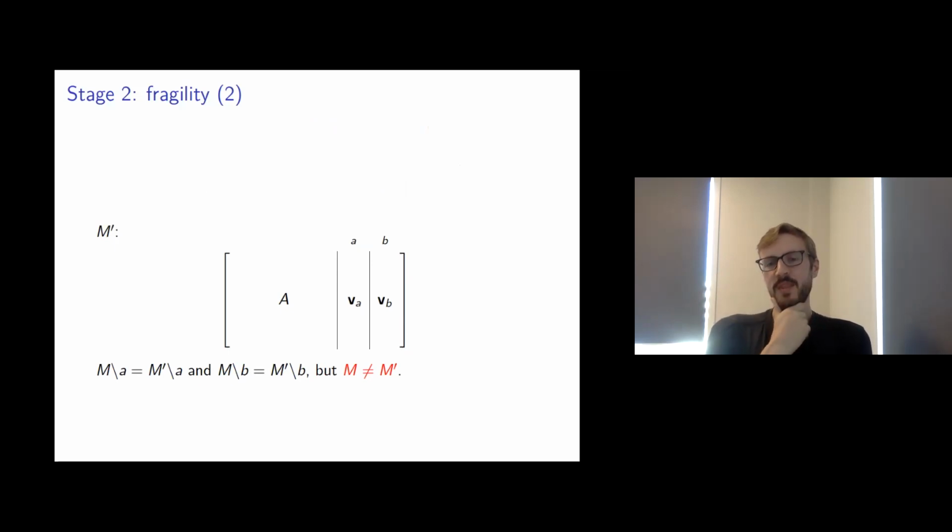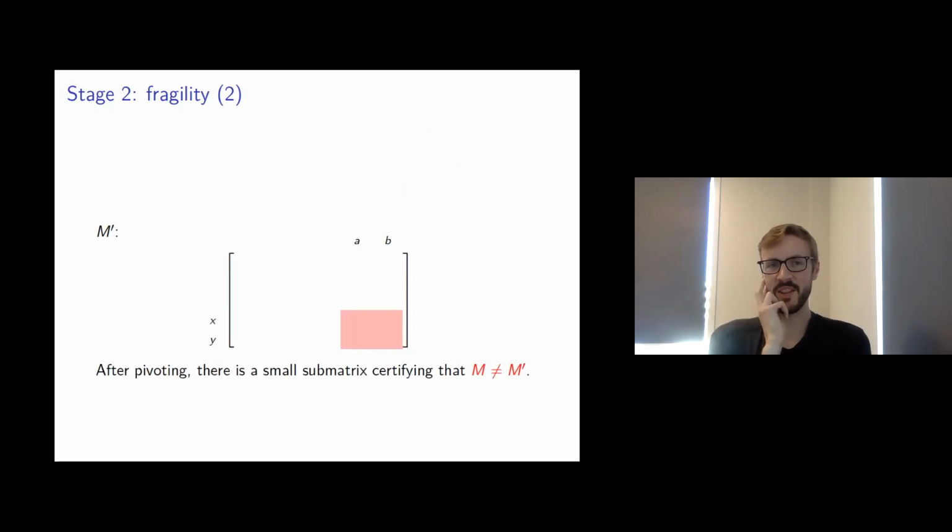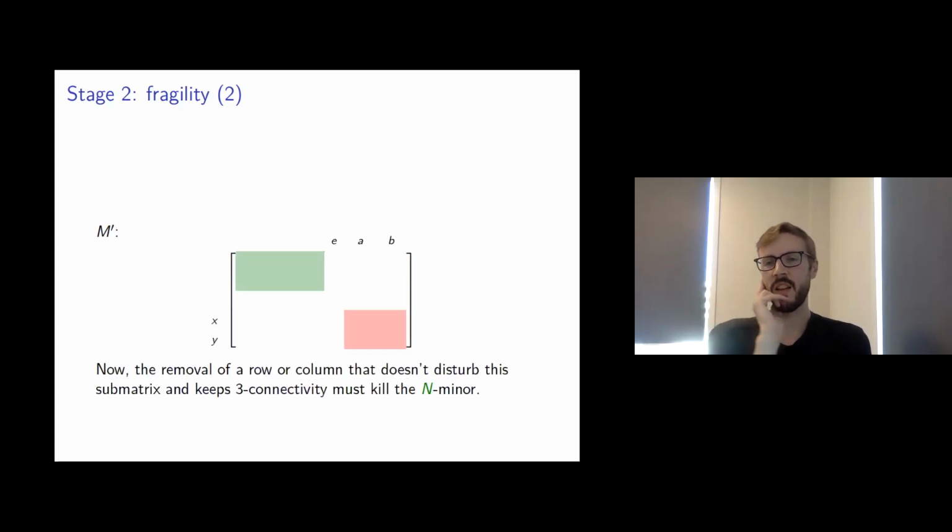And so since M is not equal to M prime, there's some subdeterminant in this representation that's a witness to that. It certifies the fact that these matroids are not the same. And we also have a stabilizer sitting somewhere in our matroid. And so you can then ask about elements. You could ask yourself, could there be elements that we can delete and keep 3 connectivity and not disturb the stabilizer and not disturb this witness to M being different to M prime? And you can convince yourself that the answer is no.